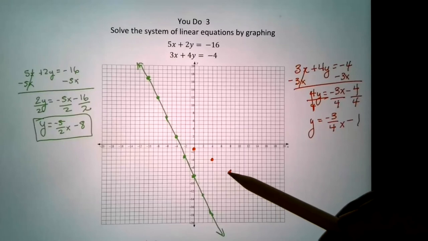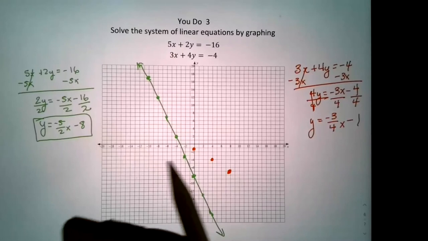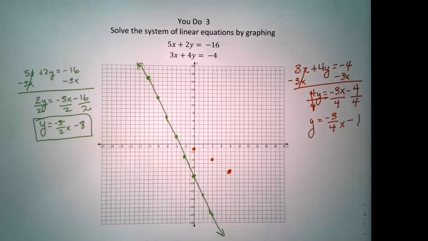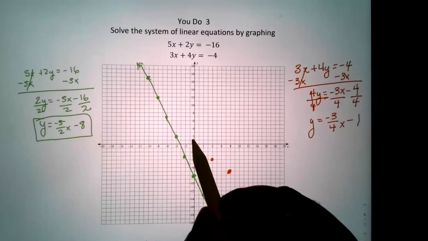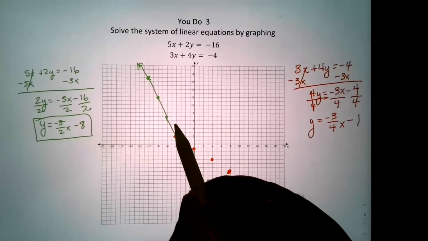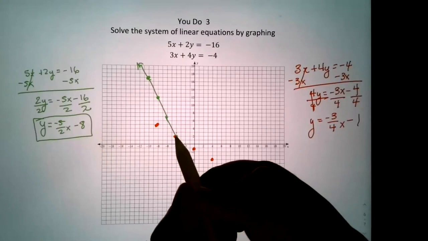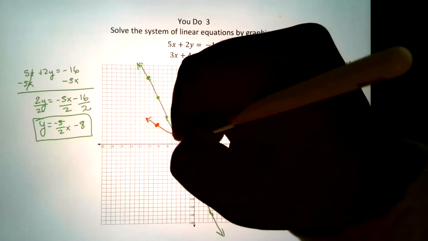And so I'm going to stop right there because I can tell that that line is getting away from the green line. So I know I'm not going to have a solution this way. So I'm going to go the opposite way to see if I get a solution. And I'm going to go up 3 over 4, and up 3 over 4. I'm going to stop right there because if you notice, I've already had a point where they intersect. So they've crossed. So I'm just going to go ahead and connect the red line.